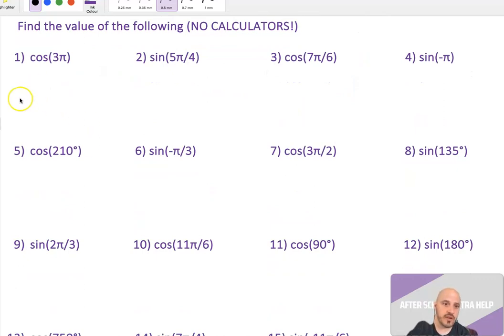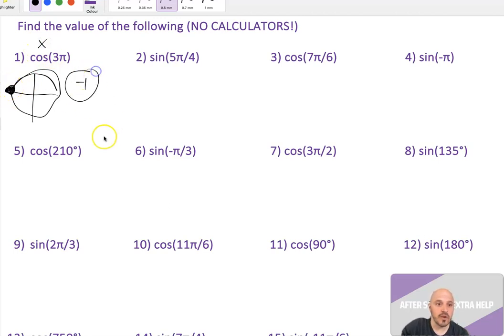All right, let's find the cosine of 3 pi. Every time, I suggest draw a picture. Well, I have 1 pi, 2 pi, 3 pi. This is one of our easier ones from last time because I'm just on an axis. What's the x value there? Well, the x value is -1.